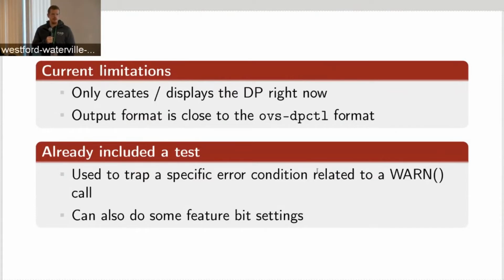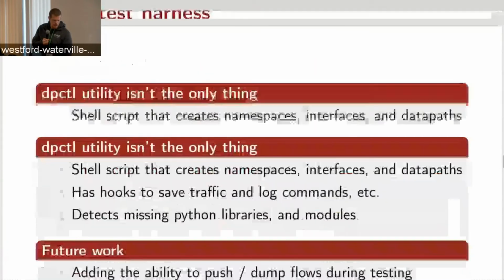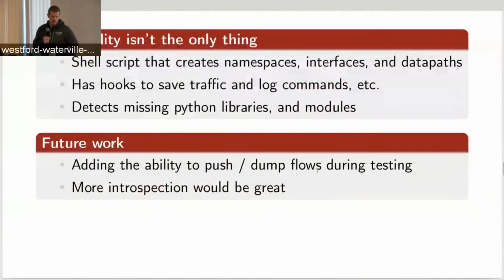We can set some feature bits on the data path and other stuff with the upstream version right now. The initial test harness is really just a shell script. It can create namespaces, interfaces, data paths, and has hooks for saving traffic. It can detect missing Python libraries. It can detect that it needs the kernel module installed and issues skips, etc.